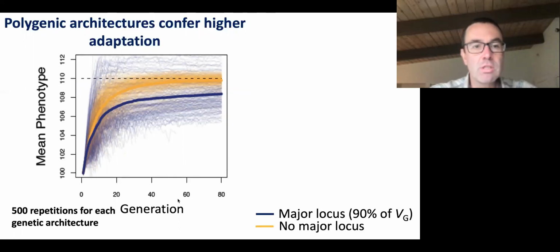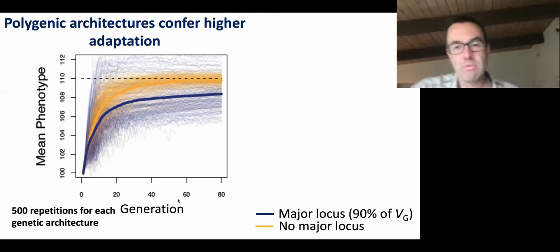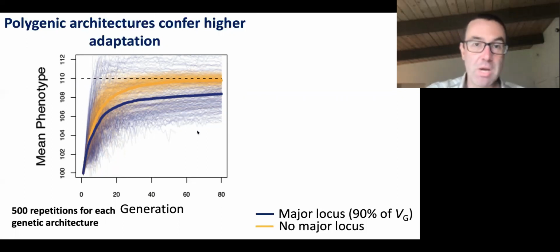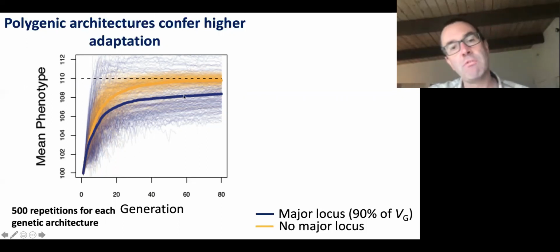What I'm showing you here is on the y-axis is the mean phenotype, on the x-axis is time in generations. The results from the polygenic scenario are shown in orange, the major locus or large effect scenario is shown in blue. And we can see that in the polygenic case, the populations are more able to closely approximate the new phenotypic optimum than when the trait is affected by a major locus. There's also a lot more variance in the eventual mean phenotype among simulation repetitions with the large effect locus. And I should say the means among all 500 reps are shown with the thick lines here.